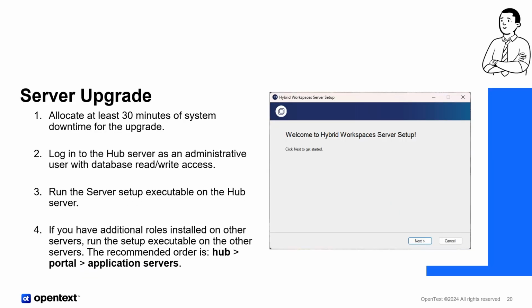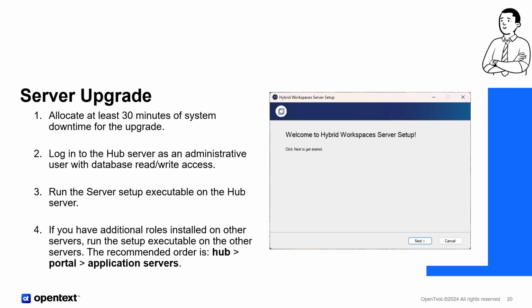You need to upgrade the server first, and you'll want to do the upgrade at a time when the system can be unavailable to end users for at least 30 minutes. The first server to upgrade is the hub server. When upgrading the hub server, you need to log into the server through an administrative user account that has read and write access to the Hybrid Workspaces database so that the database upgrades can happen. The upgrade is done by using the server setup executable. All you need to do is launch the setup and walk through the wizard.